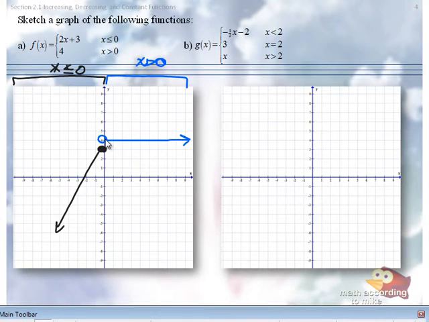Since a piecewise-defined function is a function, it should pass the vertical line test. Does ours pass the vertical line test? Yep, we're good to go.